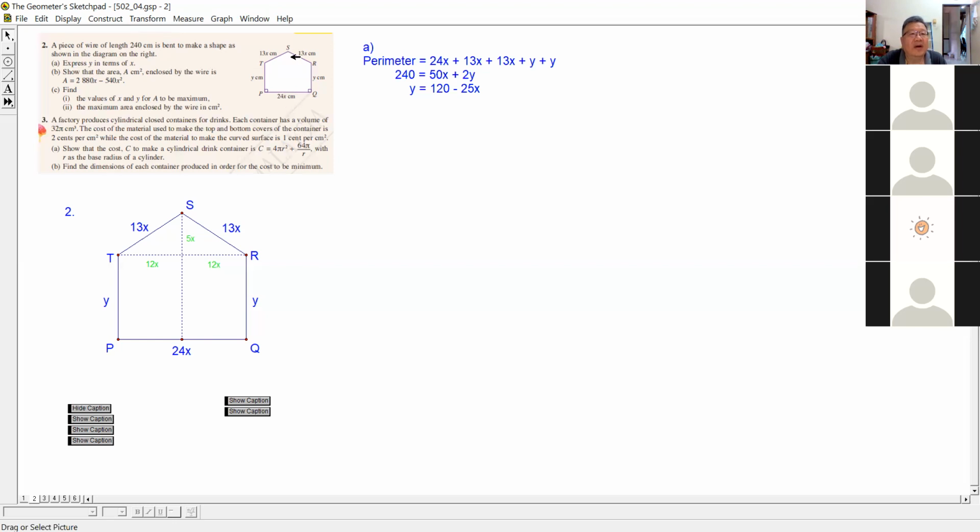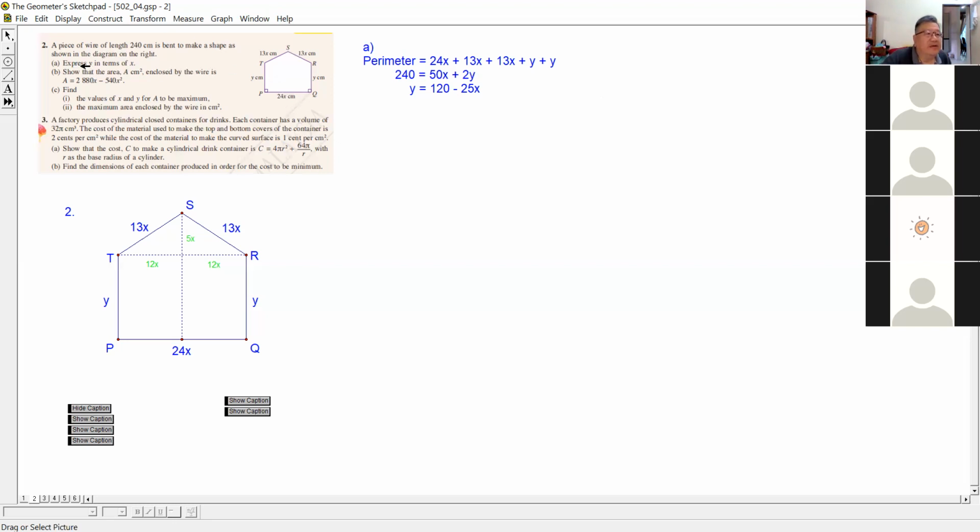24, only one 24. 13x, we have two 13x. Y, we have 2y here. So add up all this, it becomes 50x plus 2y. So this is the perimeter, 50x plus 2y, and the perimeter is 240. So this is the equation I formed, perimeter 240.